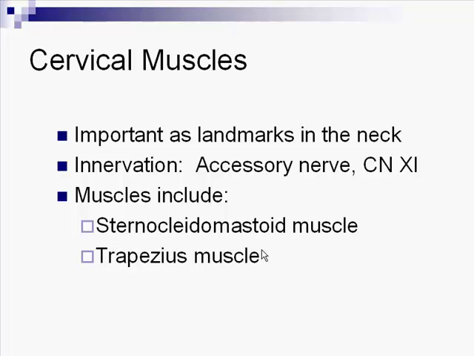Realize this is a lot to think about, but we also need to think about the cervical muscles. The SCM, the sternocleidomastoid muscle, we've palpated that for the extraoral exam, and the trapezius muscle. These cervical muscles are innervated by the accessory nerve, cranial nerve 11. Remember that the muscles of facial expression are innervated by cranial nerve number 7, the facial nerve.